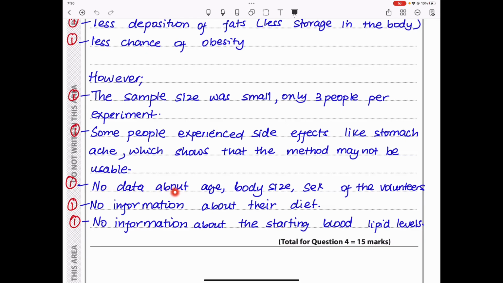And then there was no data about the age of the volunteers, their body size, as well as their sex. This is very important because people of different body sizes, different ages, as well as different sexes have different metabolic rates, and that could cause different results if they were experimented on. And there is no information about their diet, what they eat, how much of that, and whether they frequently eat fat or not. We needed to know that information. And there is also no information about the starting blood lipid levels of the people. So all this information would be very important if we want to evaluate whether this method is efficient or if it can be used properly.